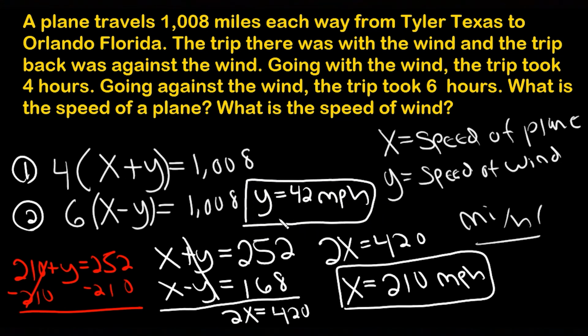Okay, so there you go. We just found the speed of the plane and the speed of the wind by doing a system of equations, right? So once you understand how to do this problem, it really isn't too bad, and there's all different kinds of variations of this problem. So if you set it up that way, you'll get it right every single time.